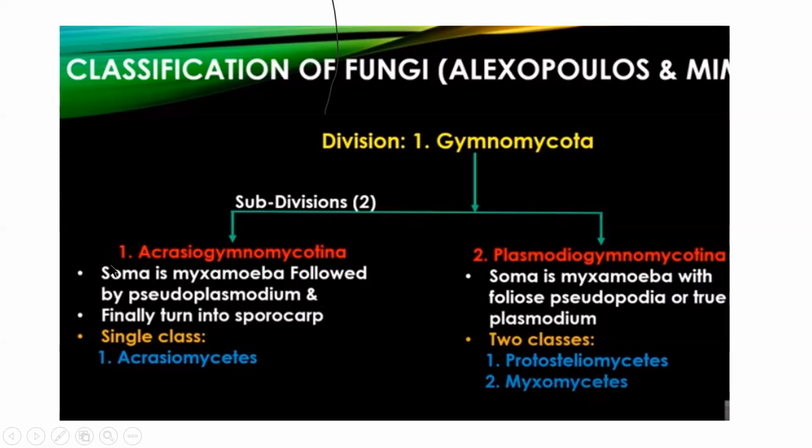The vegetative hypha, vegetative thallus, you call it. The soma is a myxamoeba. It is an amoeboid kind of thallus, followed by a pseudoplasmodium. Finally, they turn into a sporocarp. That is, the spore bearing body is called a sporocarp. So it has a single class.